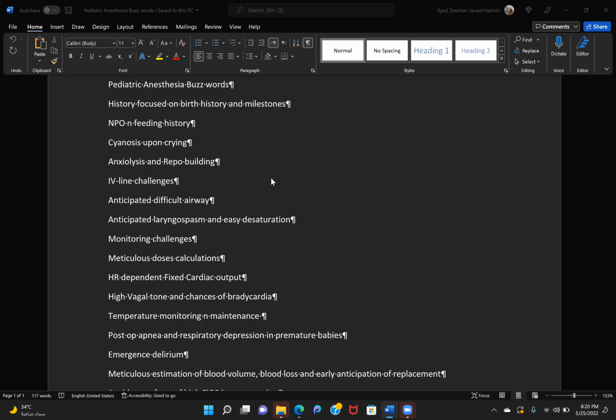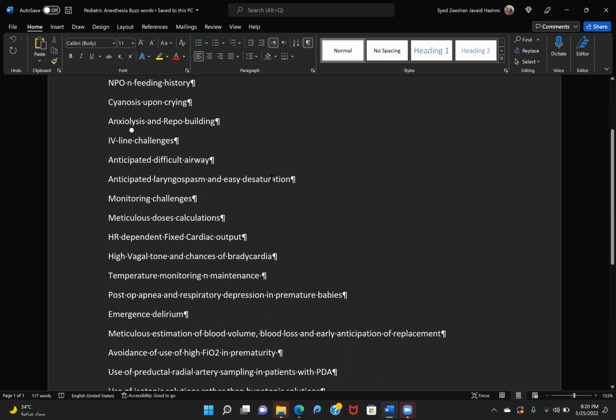Anxiolysis may be done by oral route or intramuscular, or through a number of ways. Okay. IV line will be a challenging thing. So either you will have to go for inhalational induction and then take the IV line, or another option is to give intramuscular ketamine to take an IV line, or another way will be to put EMLA cream. EMLA is a eutectic mixture of local anesthetic. So you can use that 25 to 30 minutes before, and then you can try for IV line. So these will be challenging things.